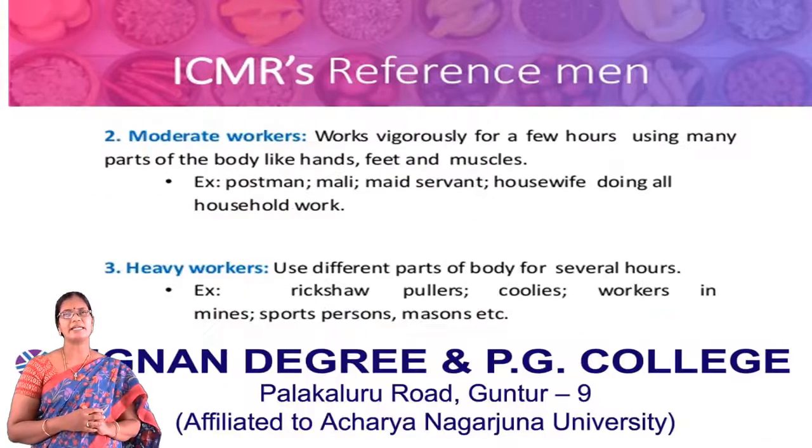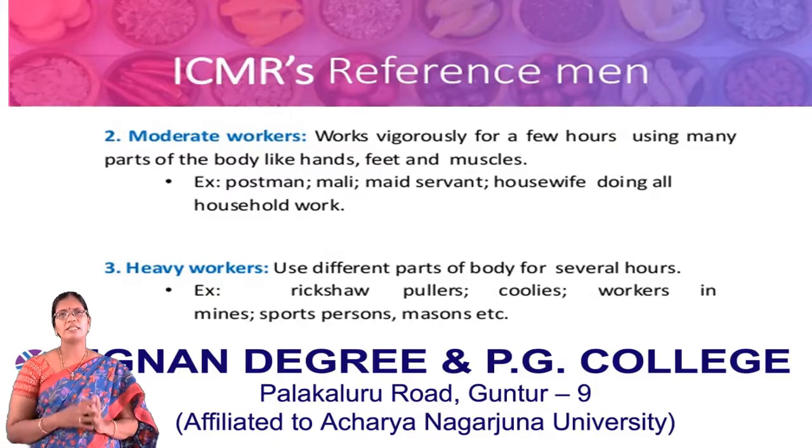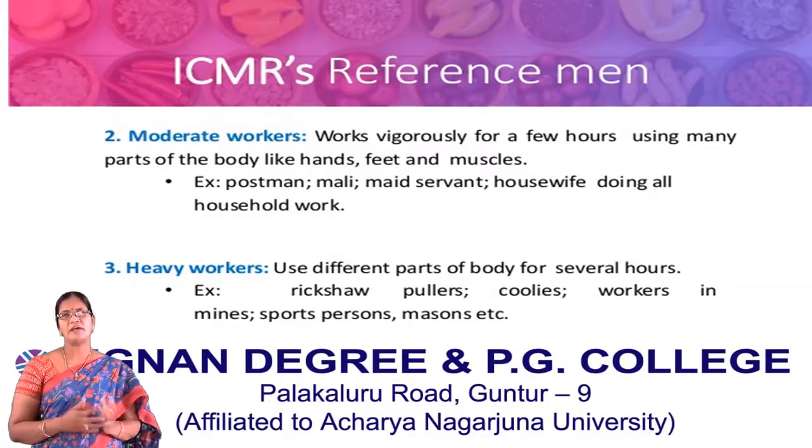Coming to the second category of workers, they are the moderate workers. These people work vigorously for a few hours using many parts of the body like hands, legs, muscles. Example, postman, maid servants, housewife. So they do all their household work by moving their hands, feet and muscles. And the third category is the heavy workers.